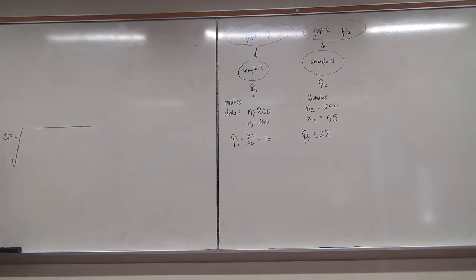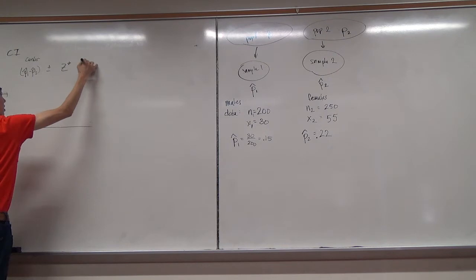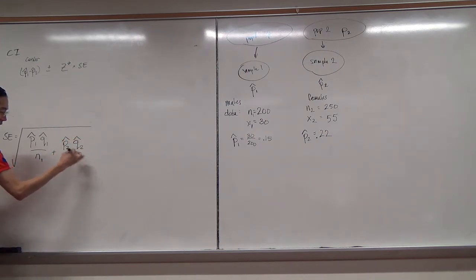So for a confidence interval, the center of our confidence interval is going to be P1 hat minus P2 hat, plus or minus Z star times the standard error. And the standard error here is the square root of P1 hat Q1 hat over N1 plus P2 hat Q2 hat over N2.